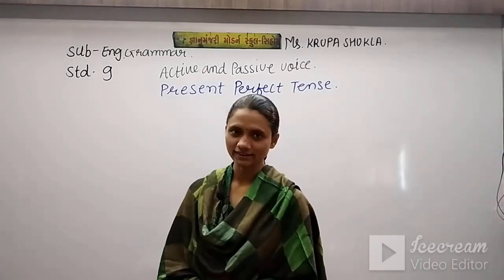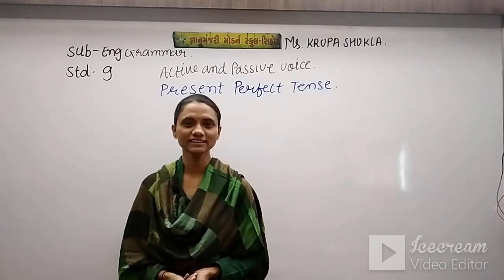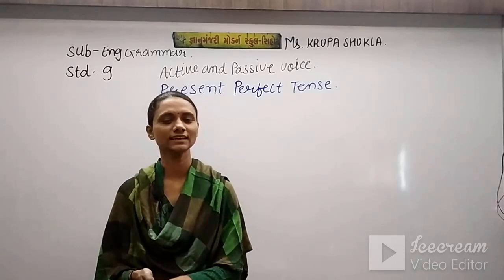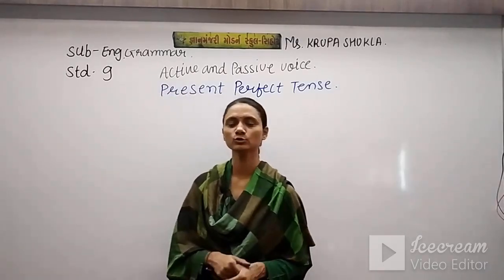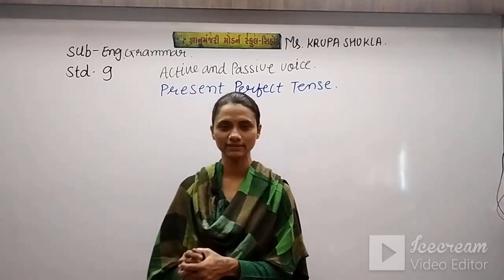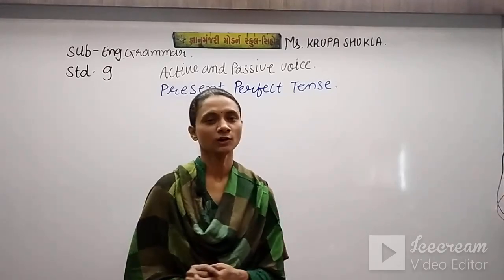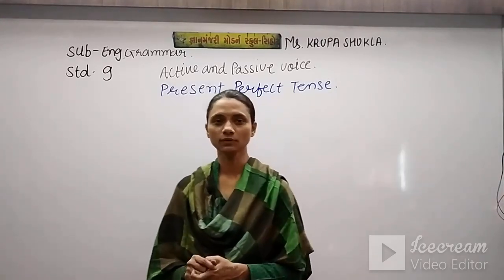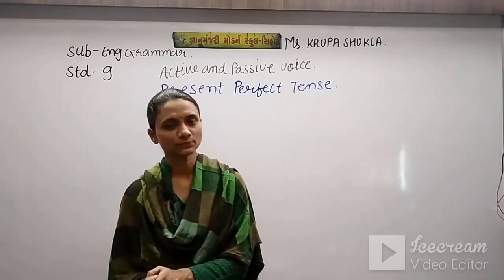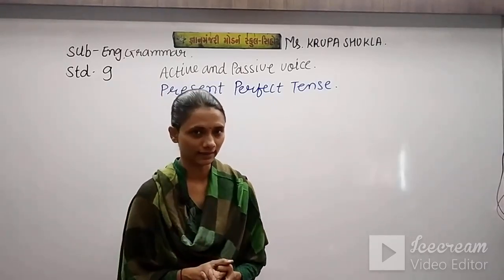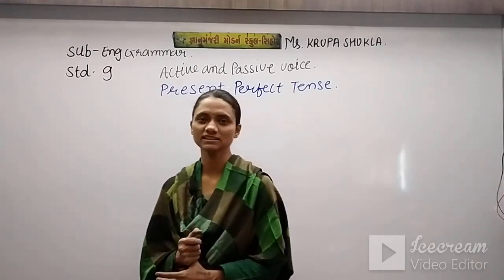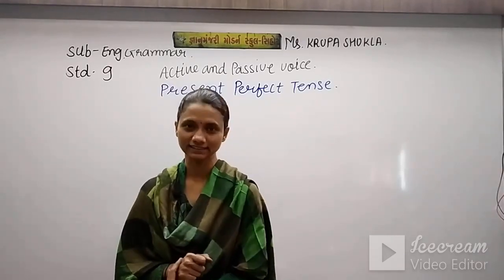This is J period and we have already started active and passive voice. In the last video you could see modal auxiliaries and the use of those modal auxiliaries in active and passive voice. In this video we'll go for another tense. The name of the tense is present perfect tense. Use of present perfect tense you all know very well, but how to use that same tense into passive voice will be discussed in this video.